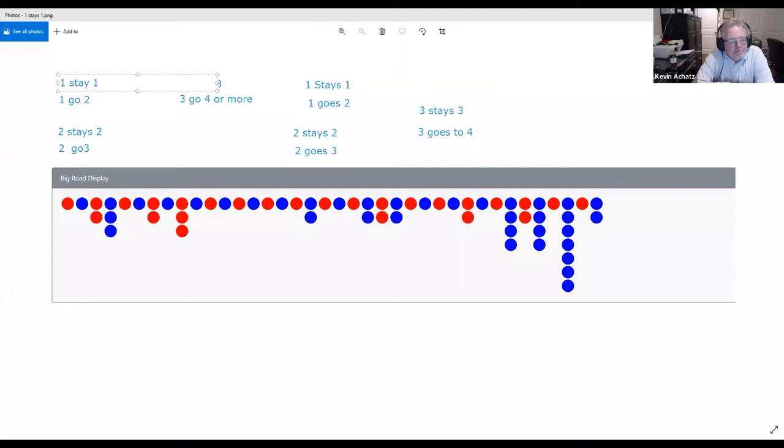Well, put the first couple in. Okay. So the first one was a banker, stayed one. Let me do it with a pen. So there's our first banker stayed one. Then here is our first player, played one. Our second event, our banker, our first one went to two. So that would be confirmed. Then our third event, our first one went to two on player.